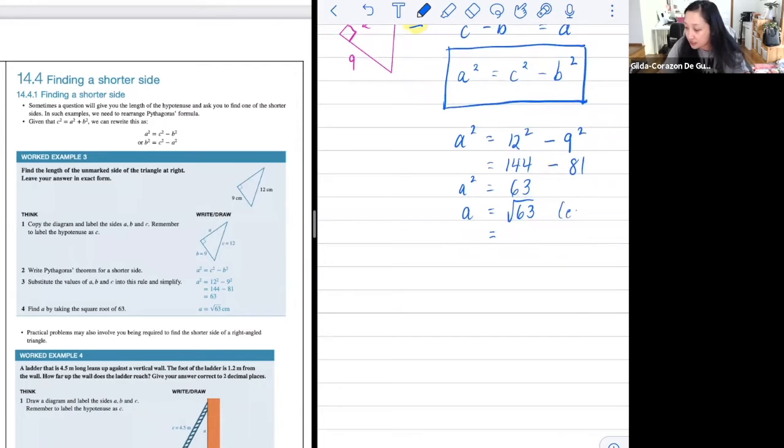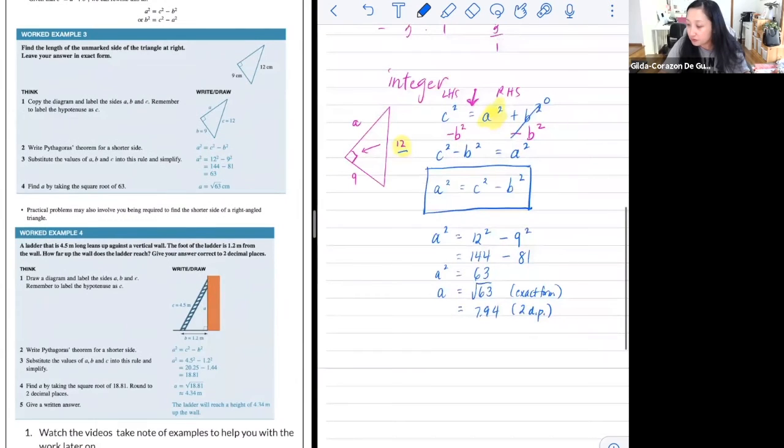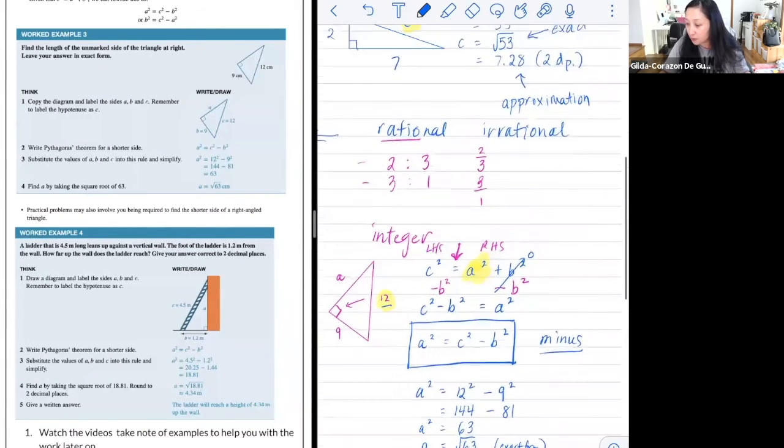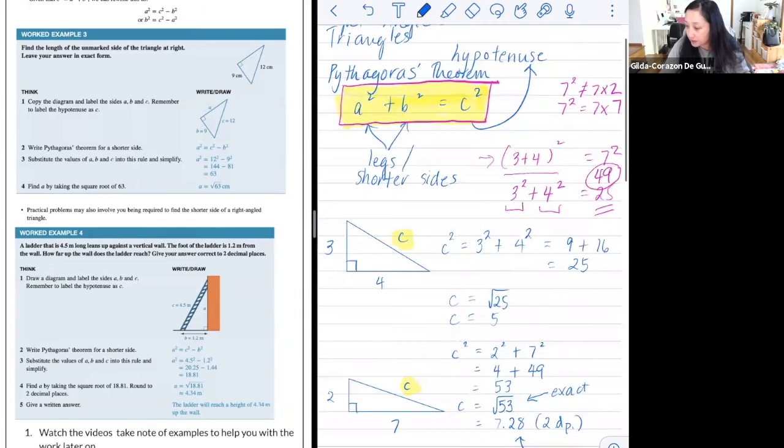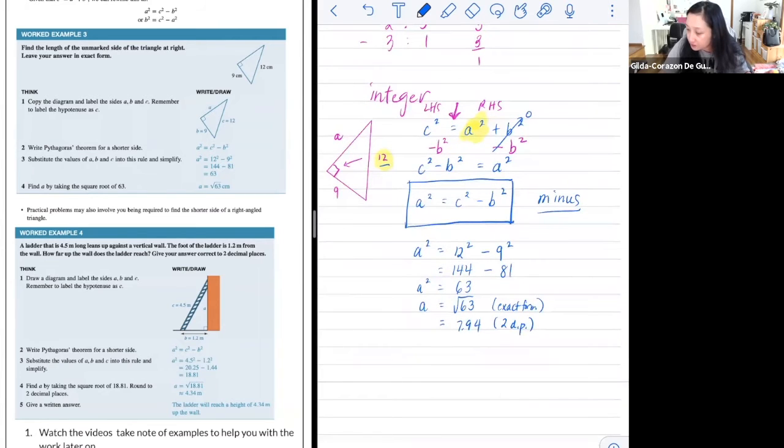So again, this is in exact form. With this one, if we've got the shorter side as the unknown, what do we need to do? It's a minus, right? But if the hypotenuse is the one missing, then it's a plus. What am I referring to? That's the plus there, whilst this one here has the minus there, okay? So that's the big difference between when you're looking for the hypotenuse and when you're looking for the shorter side.